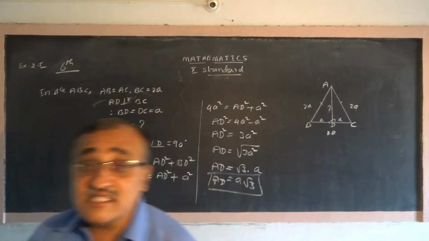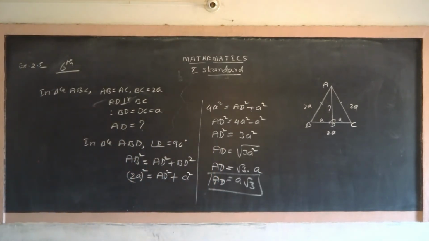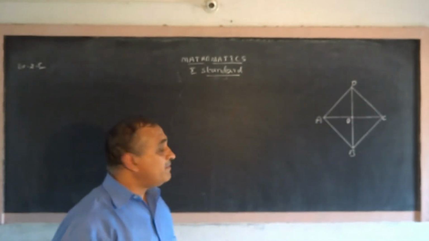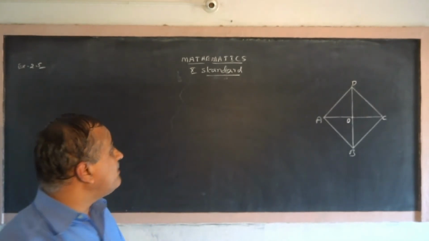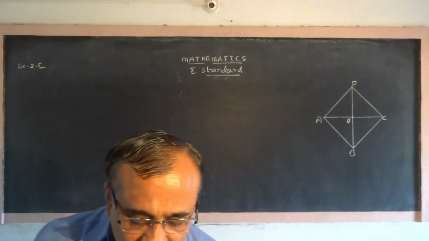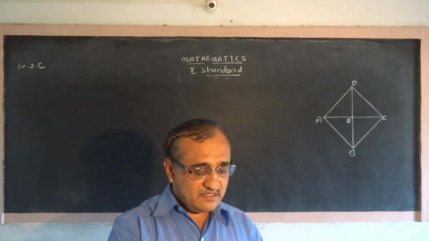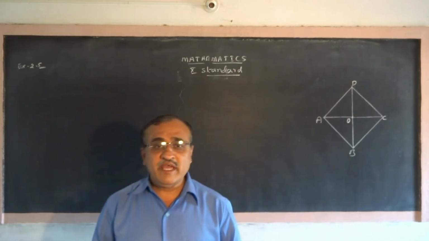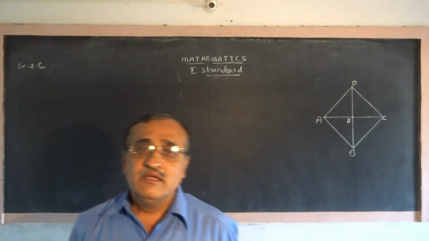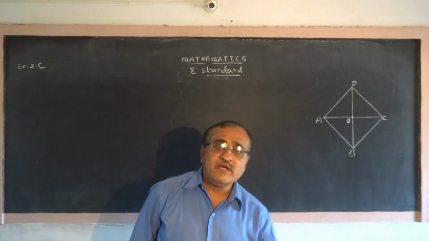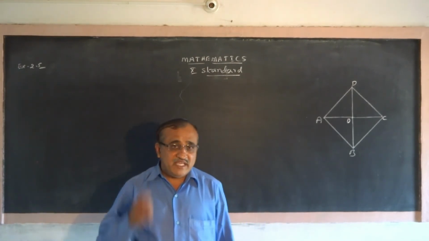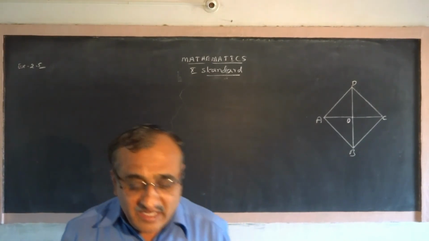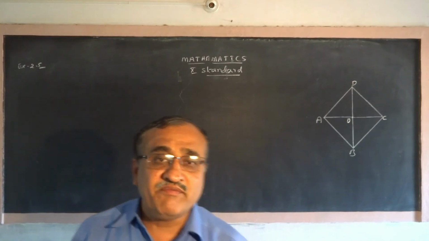Let us take the 7th problem. Just observe the 7th problem. What does it say? Prove that the sum of the squares of the sides of a rhombus is equal to the sum of the squares of its diagonals. That is what we require to prove.